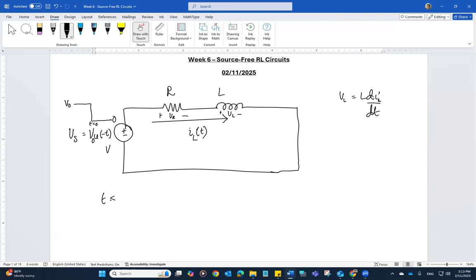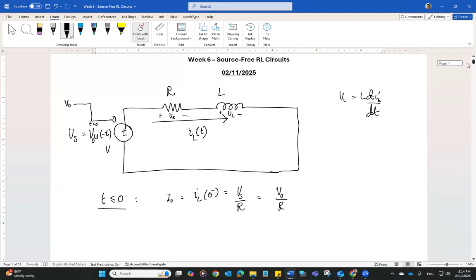So this is for t less than or equal to 0 negative. This circuit is running for a very long time, which means the inductor is acting as a short circuit, which means the current passing through the inductor will simply be, using Ohm's law, Vs over R. So the initial value, I naught, which is IL at 0 negative, will simply be Vs over R, or the Vs value is V naught, so V naught over R. And we'll call this initial current I naught.